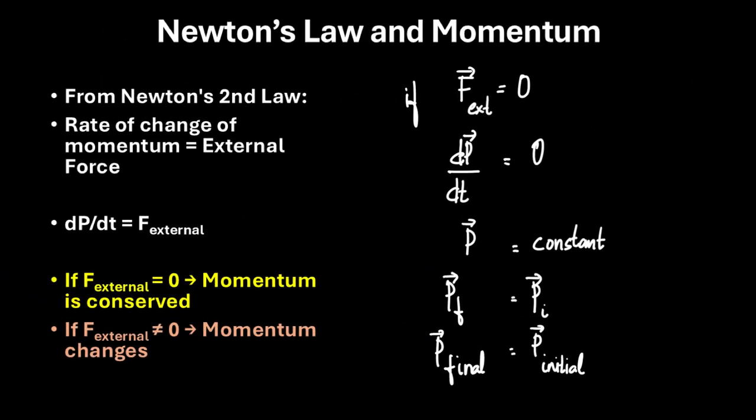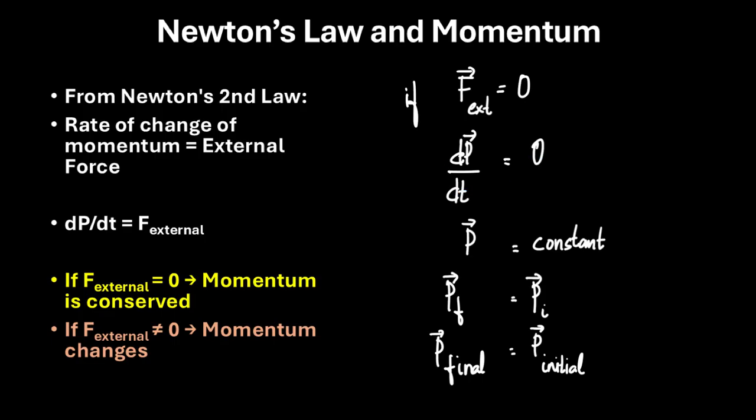Now, how are Newton's law and momentum related? From Newton's second law of motion, the rate of change of momentum is equal to the external force acting on it. So if F external is equal to 0, then the rate of change of momentum, dp by dt, is equal to 0.